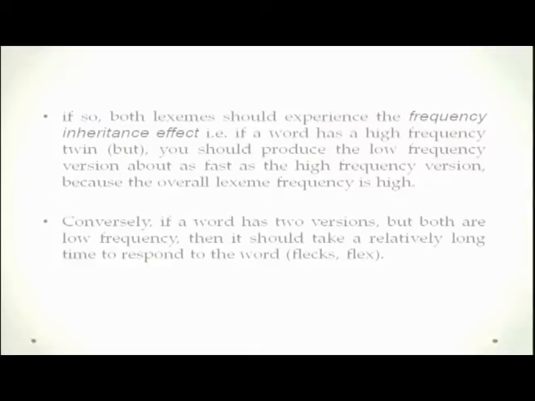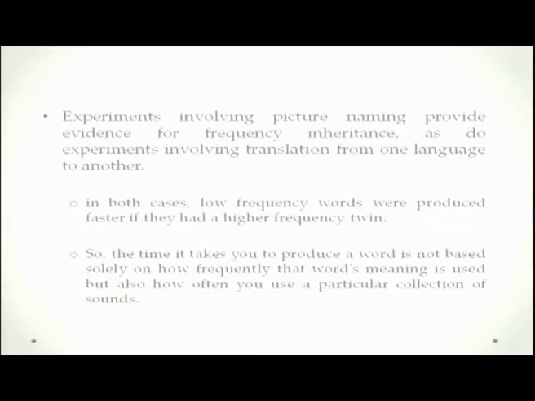Now experiments have been done involving picture naming. Participants are given pictures and have to name them, and researchers were looking for this frequency inheritance effect, as with experiments involving translation from languages as well. In both cases, low frequency words were produced faster if they had a higher frequency twin. If you have been practicing speaking a higher frequency partner of a low frequency word, the low frequency word is also produced a little bit faster.